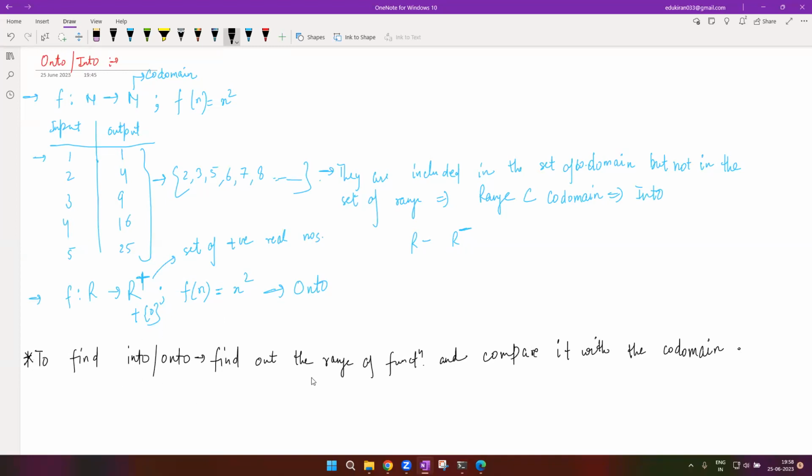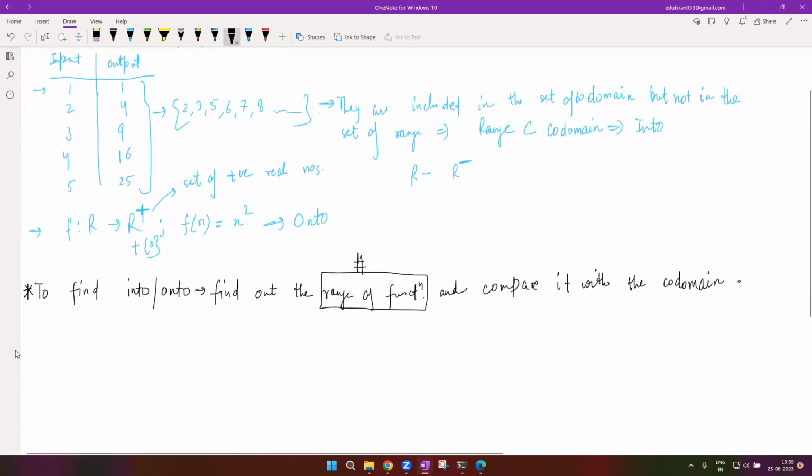So to find out into or onto, you should know the range of the function, which we have discussed in class 11, but we will discuss it one more time to make you understand how to find out the range of a function. If we are good with finding the range of a function, then we can always find out whether the given function is into or onto.